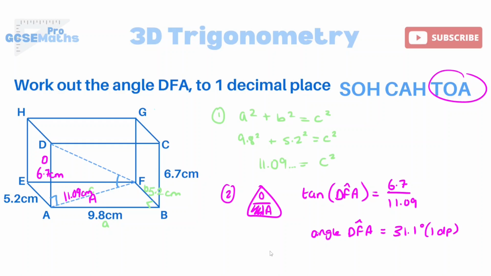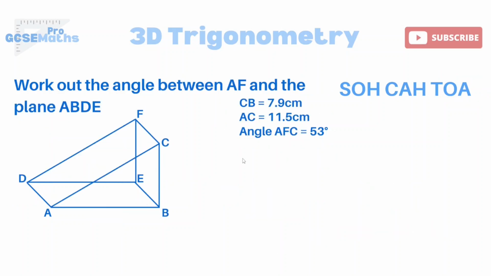That is literally it. Okay, so we've looked at some where they are all cuboids, but they might not actually all be the same shape. Here we have a triangular prism, so it could be any kind of 3D shape, most likely a prism though. So we've got to work out the angle between AF and the plane ABDE. So initially I'm going to label my diagram because in this case I don't have it already on there, and then I'm going to draw some lines to help me as well. So we've got CB, which is 7.9.